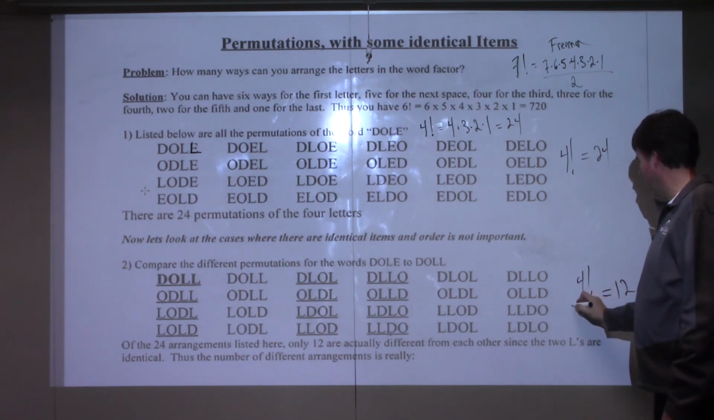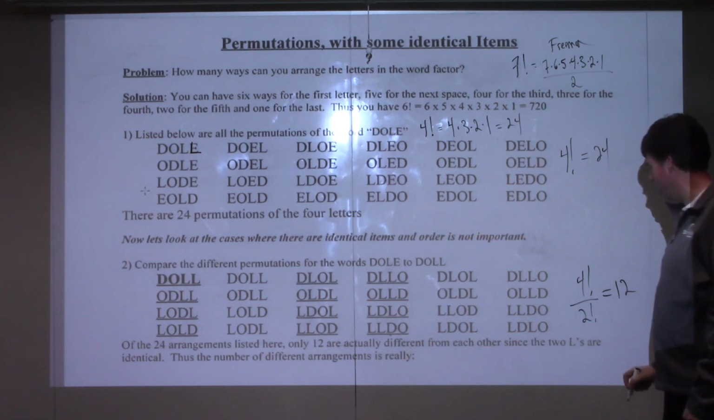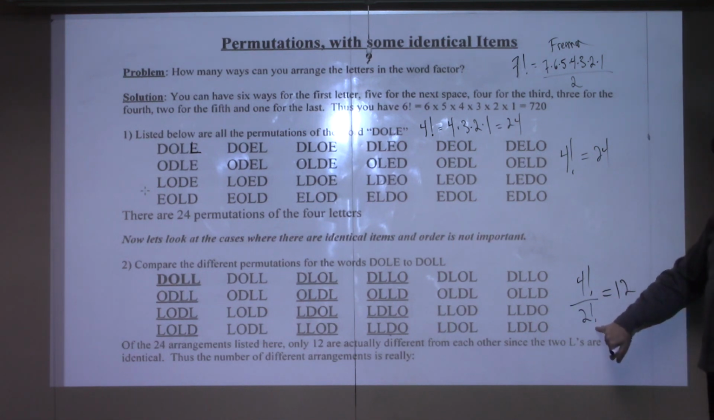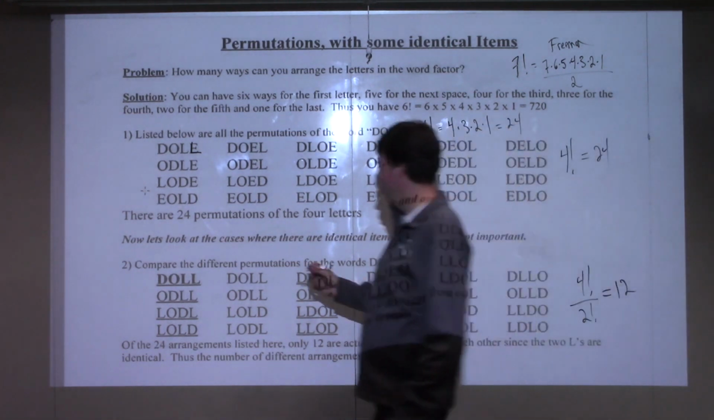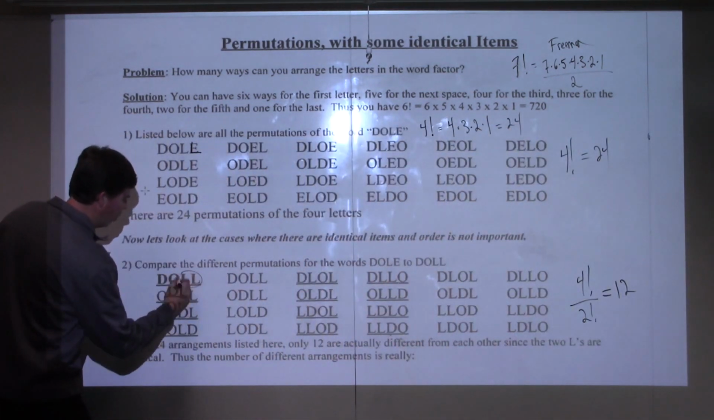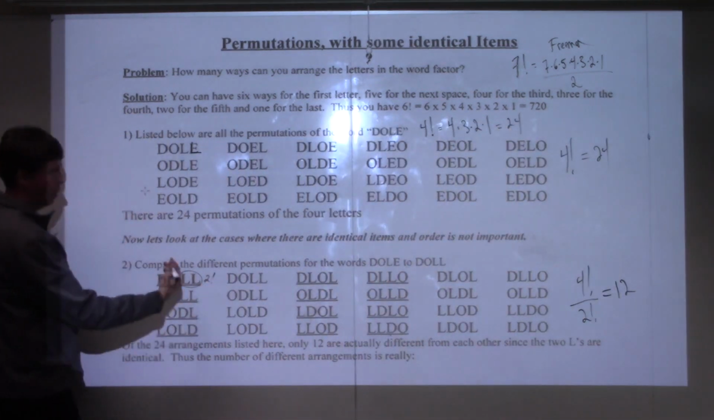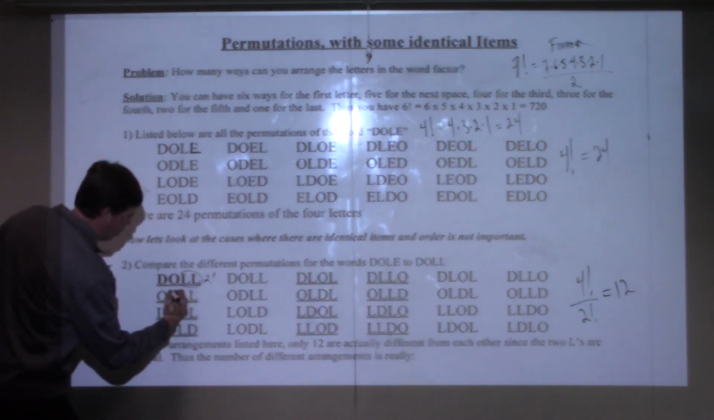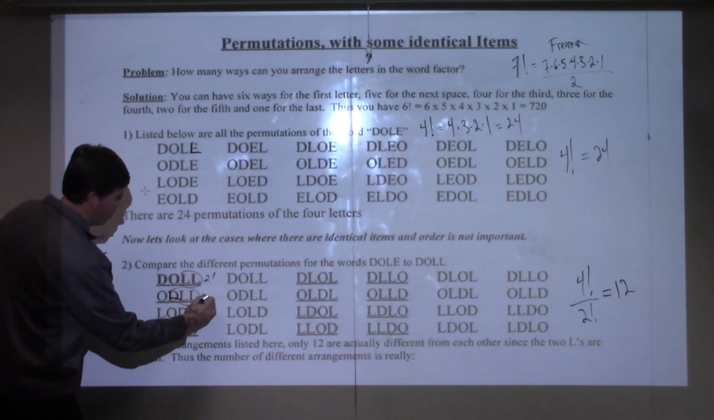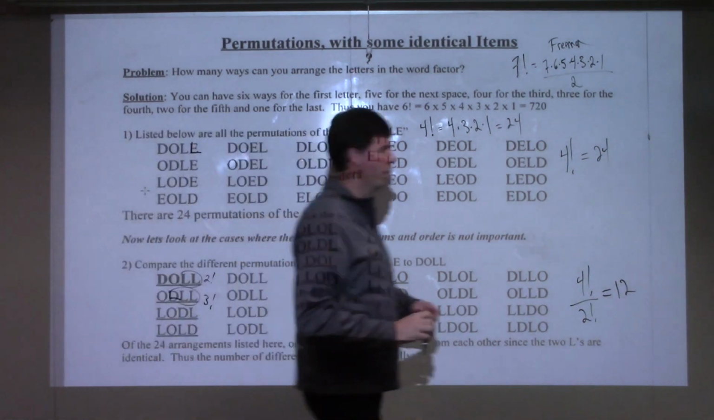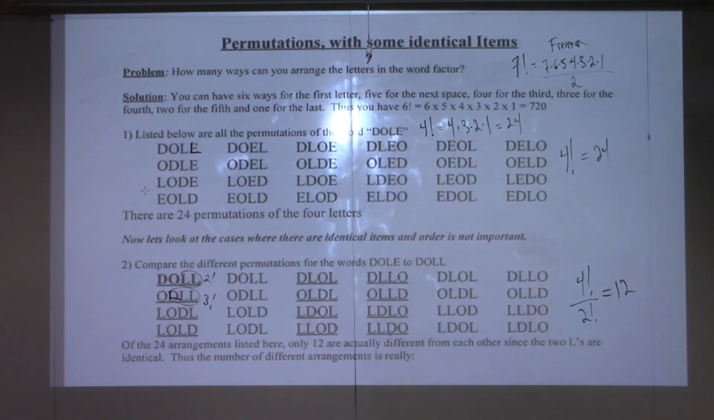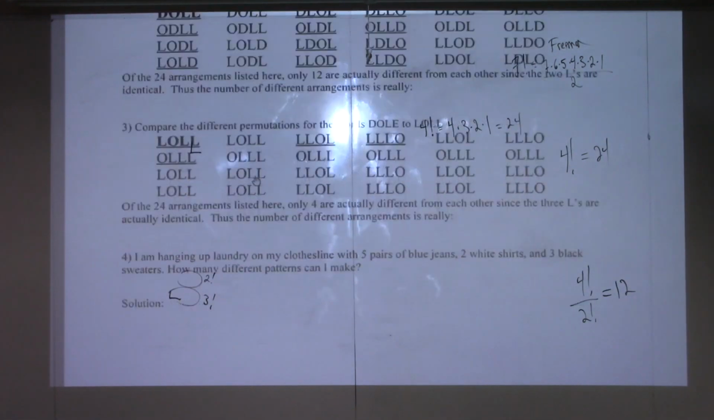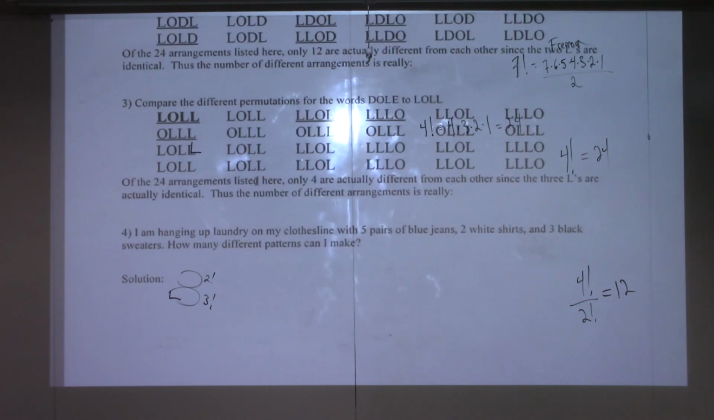Here I start with 4 factorial and I divide out by 2 factorial. Why am I dividing by 2 factorial rather than 2? Because there are 2 factorial ways of arranging these. And that becomes important on the next one where we have 3 L's and there are 3 factorial ways of arranging them. Let's just scroll down and we will look at a more practical kind of question here.